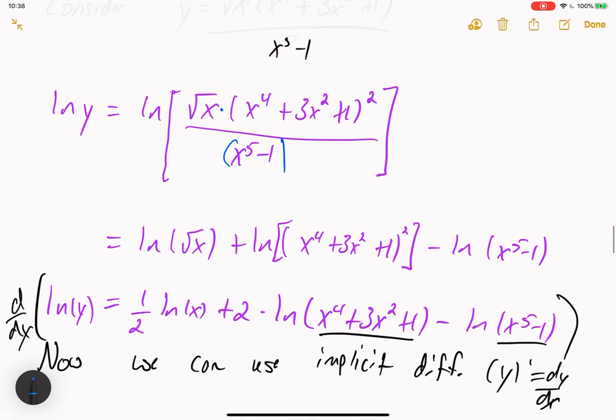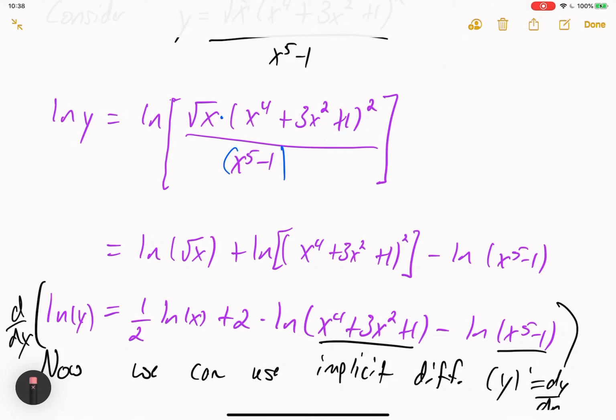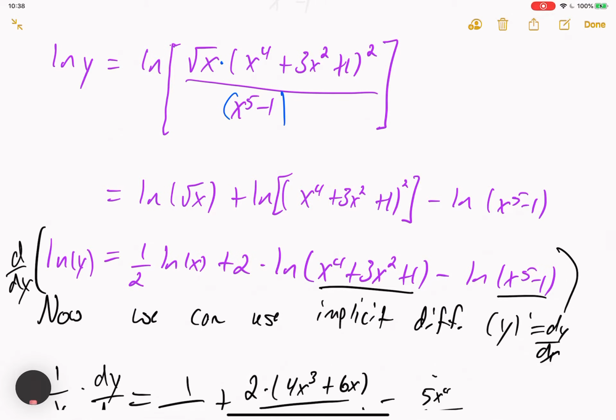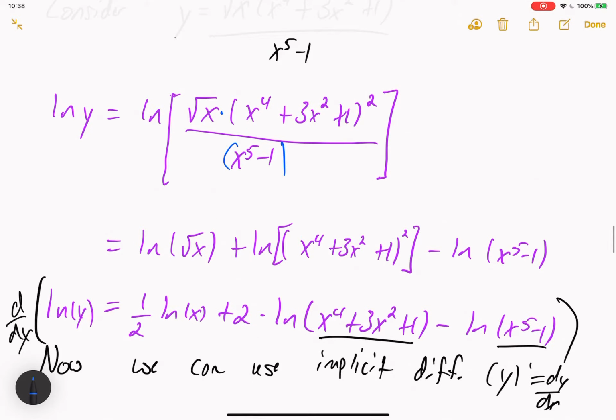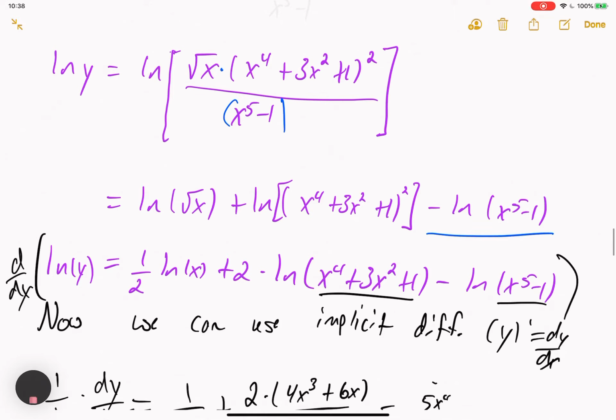So what we get is ln of the square root of x times x to the fourth plus 3x squared plus 1 squared. That's just a product, so you can just write it as a sum. And then x to the fifth minus 1 is on the bottom, so we just subtract that. Typically those formulas are defined in pieces, but you can just do all of it at once.